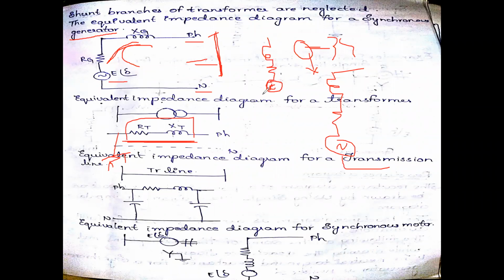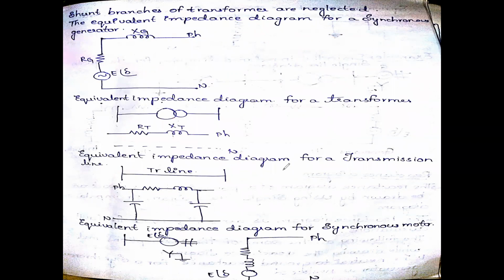Coming to the transmission line, how do we represent it? In the single line diagram, a transmission line is simply a straight line. If you want to draw the impedance diagram, you consider the transmission line as a pi model. You already came across this in power systems: for a medium transmission line you have a T model and a pi model. You have short, medium, and long transmission lines. In the impedance diagram we represent it with the pi model. This is how we represent the transmission line.